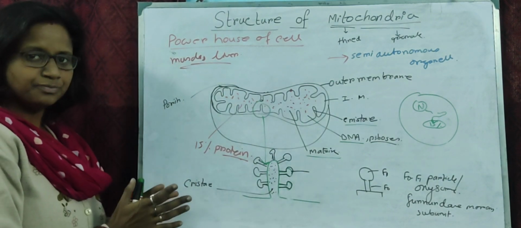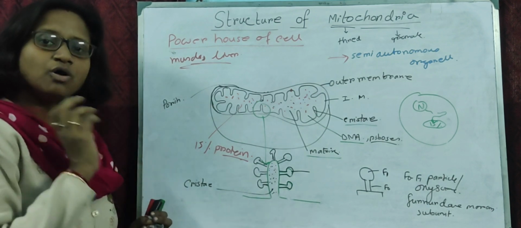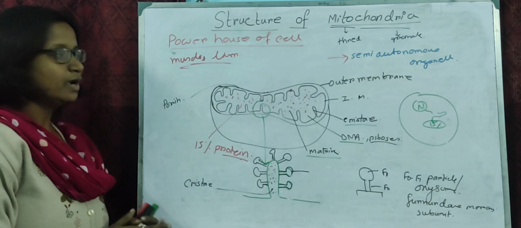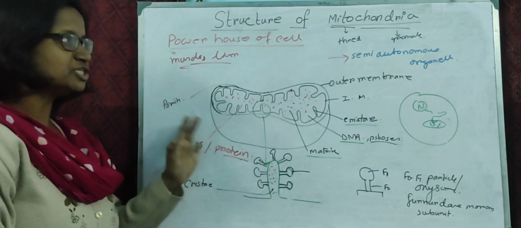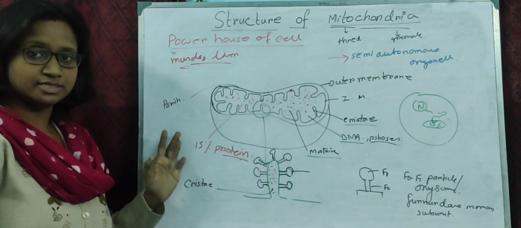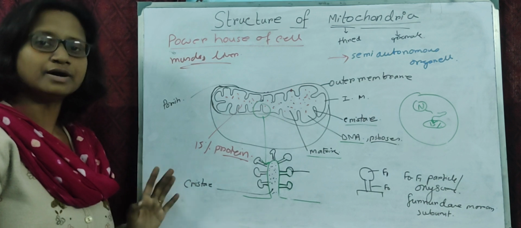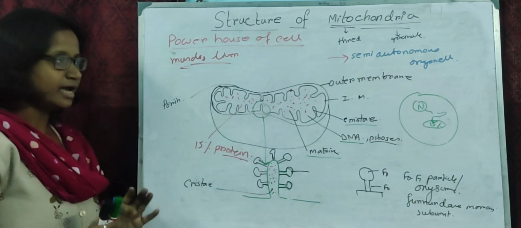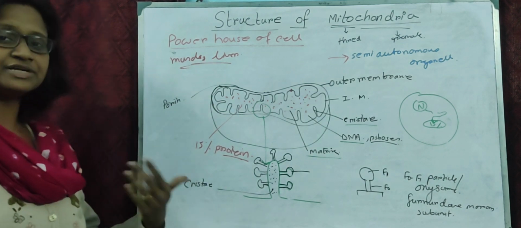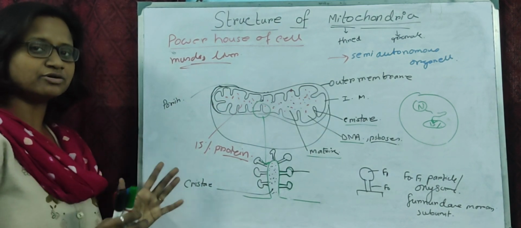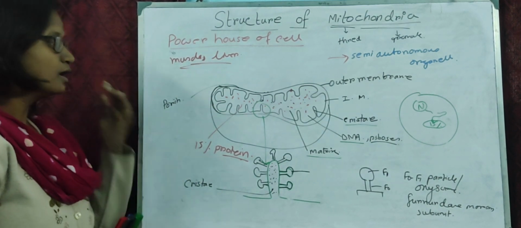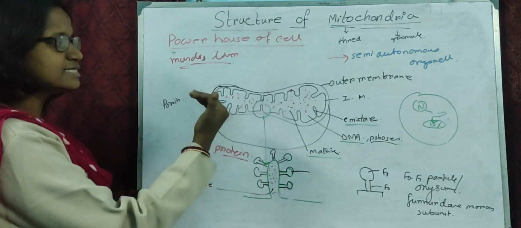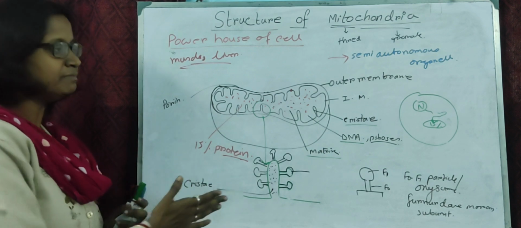Mitochondria is an organelle. What is an organelle? An organelle has a specific structure and a specific function. The main function of the mitochondria is to produce energy. That's why the mitochondria is called the powerhouse of the cell, and it produces and stores energy. In the organ where the most activity is going on, the number of mitochondria is higher. Now, this is a sausage-shaped structure. It has two membranes, the outer membrane and the inner membrane.